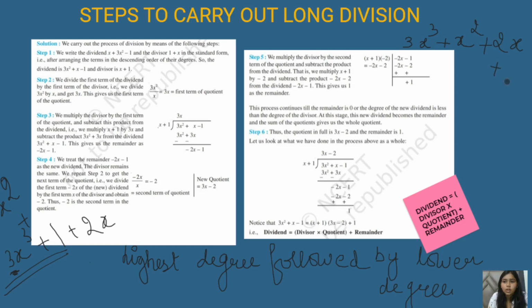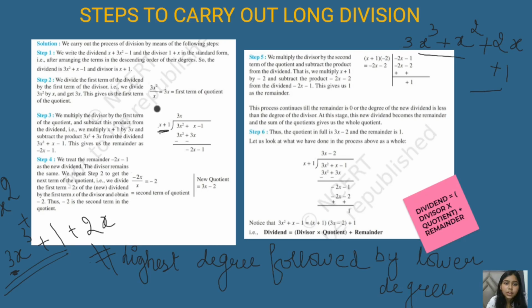So the first step is to always arrange the divisor and the dividend like this, with the highest degree followed by the lower degrees. You have also learned this long division method in your earlier classes, but let's just revise it. They have already arranged 3x square plus x minus 1, and they have to divide it by x plus 1.